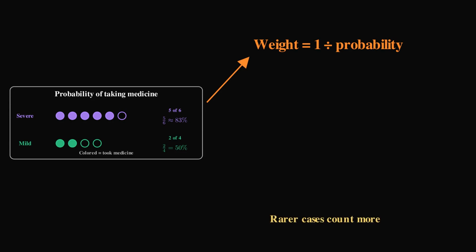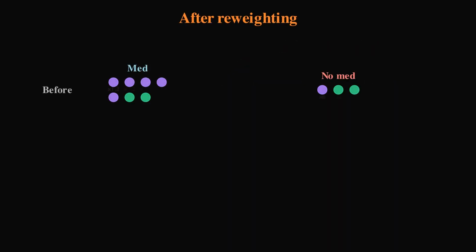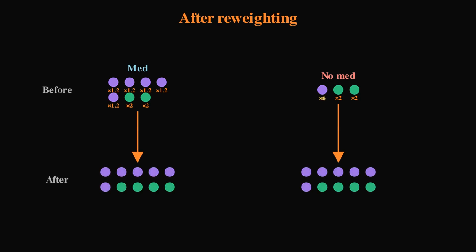Now we use the reciprocal of this probability as the weight. Common cases get a small weight, and rare cases get a large weight. For example, a severe person who took the medicine gets 1.2 times, while one who didn't take it gets 6 times the weight. For mild patients, the two sides are similar, so we multiply both by 2. Once we apply these weights, the ratio of severe to mild becomes the same in both groups. A rare person with a large weight comes to represent several people, while a common person with a small weight has less influence. Then, as if the patients had been fairly divided from the start, the data becomes balanced.